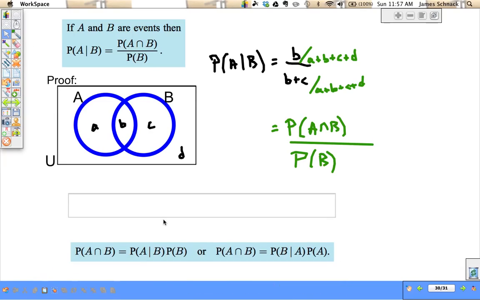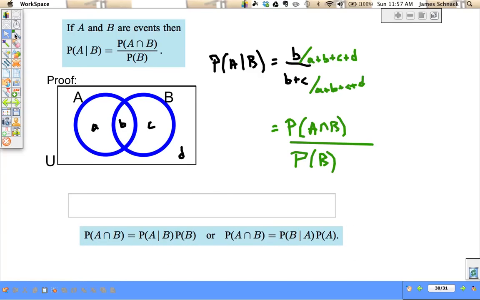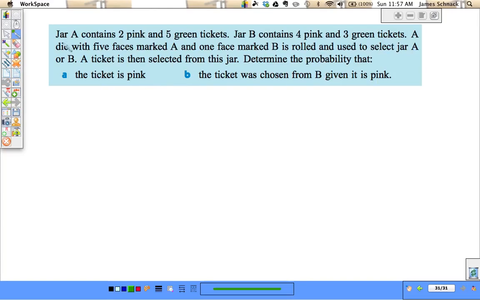And what that leads us to is some rearrangements of this. The probability of A intersect B is equal to the probability of A given B times the probability of B, or probability of B given A times the probability of A. One thing to note, and this is something that I've observed over time, is that whatever the condition is, that's what we're multiplying by. If it's A given B, multiplying by probability of B. If it's B given A times probability of A. We could go through a similar proof like this for the second one right here. And let's do an example.